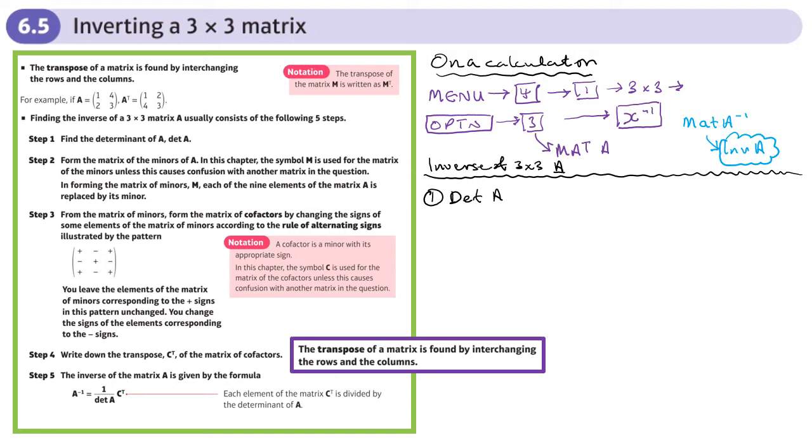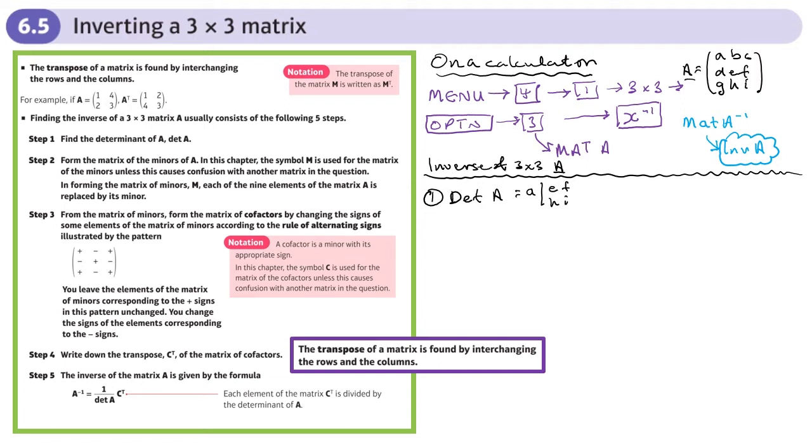Just as a reminder, for a 3 by 3, you need the minors of particular elements. So the determinant of A is going to be a times the determinant of its minor, which is going to be the elements e, f, h, i. Here we're talking about a 3 by 3 matrix: a, b, c, d, e, f, g, h, i. Okay, so there's our matrix A.